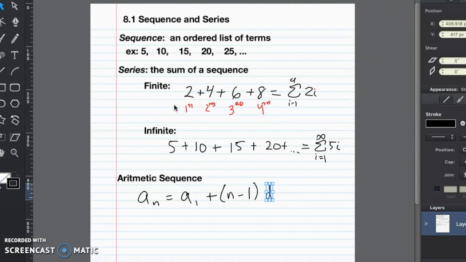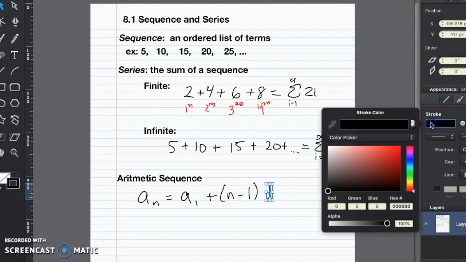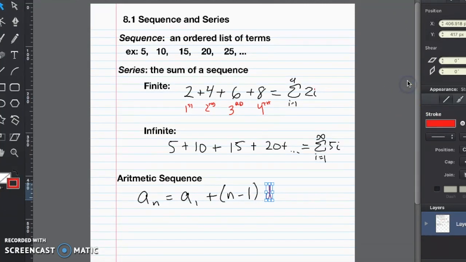A sequence, here's our definition here. A sequence is going to be an ordered list of terms. So, in other words, it's going to be a list of things that it's going to be in some kind of order, right? And in this case, we have 5, 10, 15, 20, 25. With this being our first term, right? This is our second term, third term, fourth term, and fifth term, okay?